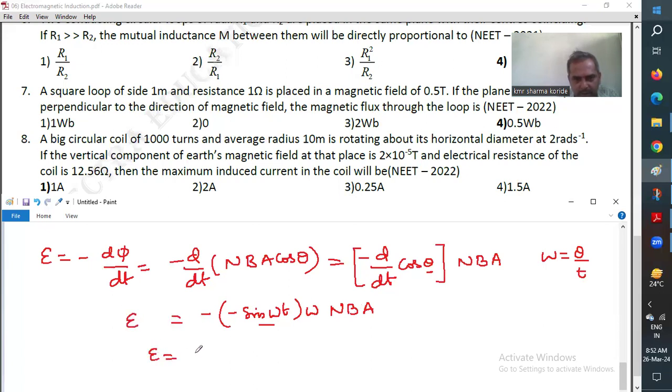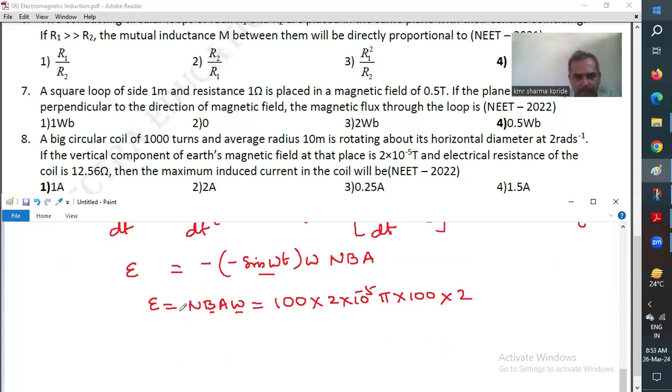You will retain the equation as EMF equals NBA omega. N is 1000. B is 2 into 10 to the power of minus 5. Area: the radius is mentioned, so area is going to be pi r square. R is 10, so R square will be 100. Last is omega. Omega is 2 radian per second.